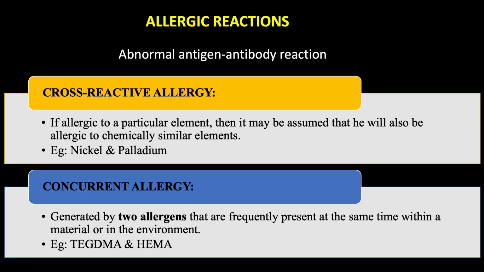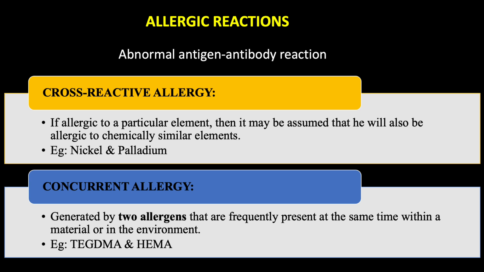The allergic reaction is of two types, that is the cross-reactive allergy or concurrent allergy. It is basically an antigen-antibody reaction. The cross-reactive allergy is that if you are allergic to a particular element, then it is assumed that he or she will be allergic to a chemically similar element. For example, if you are allergic to nickel, the similar chemical element is palladium. You might even be allergic to palladium.